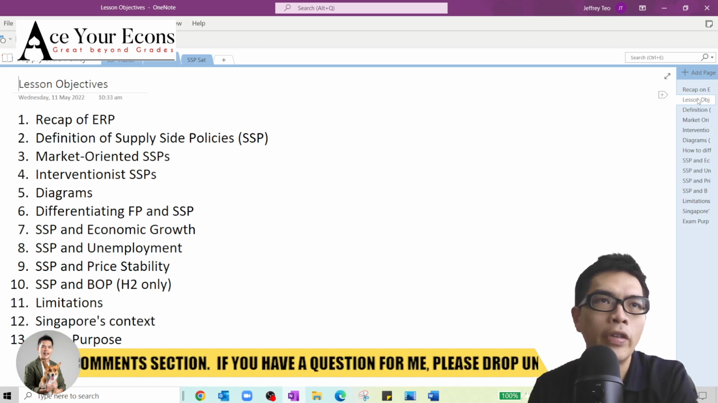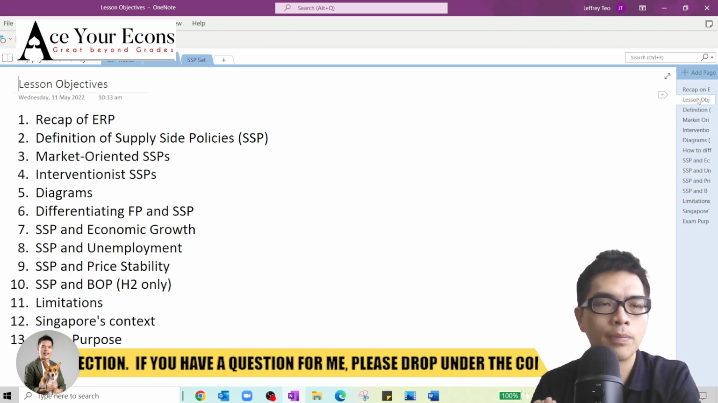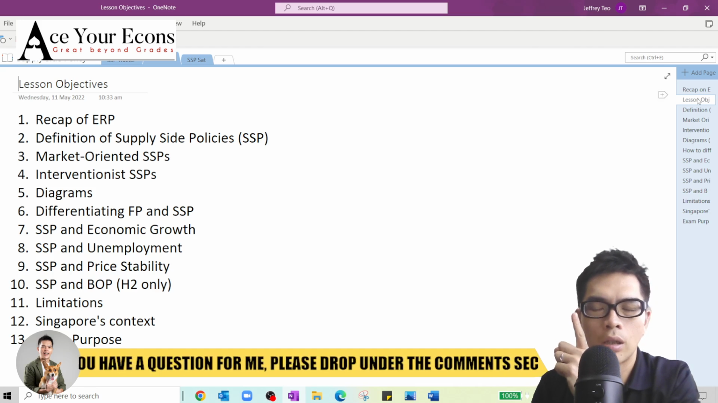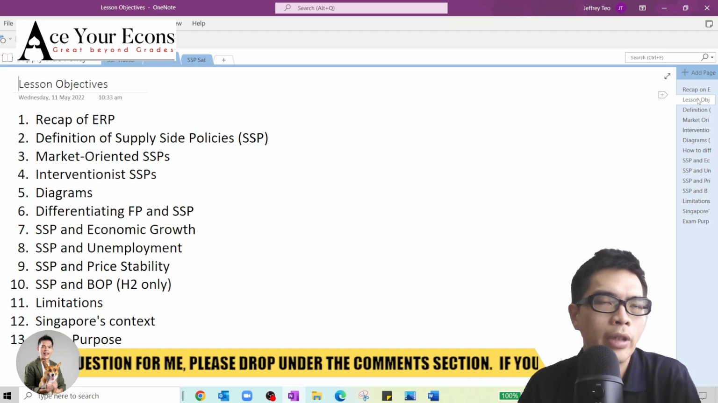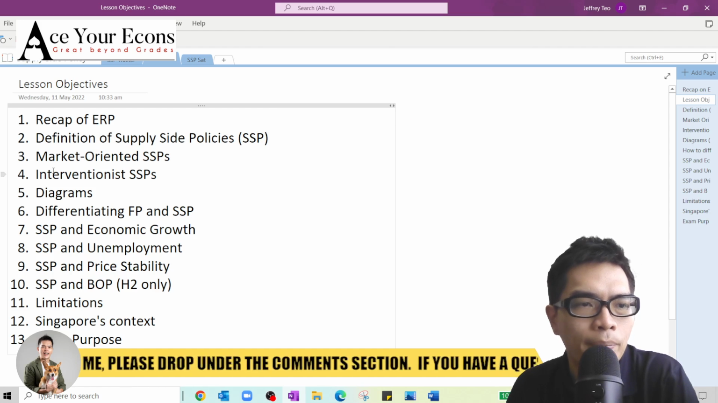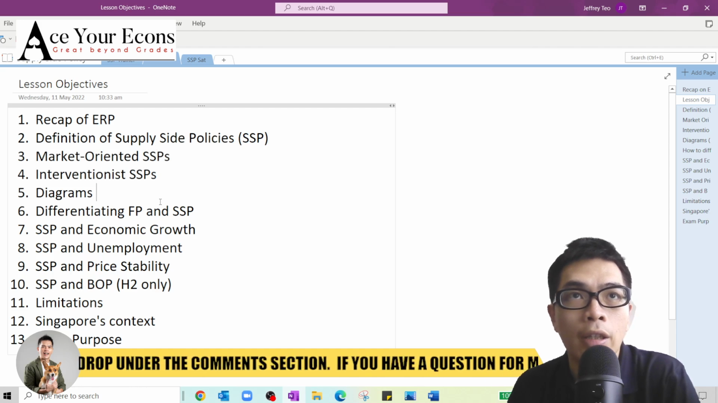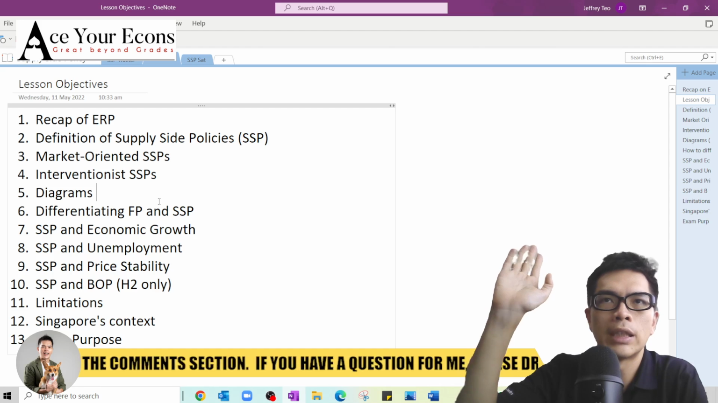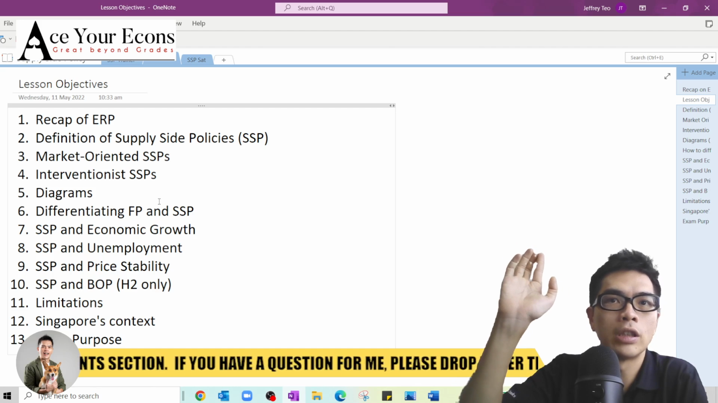Our emphasis today will be on the macro goals and to differentiate fiscal policy and supply side policy. This is one of the biggest conceptual errors that a lot of H2 students, or even H1 and H2 students, both get wrong. So we'll be quickly looking at the definition of supply side policies. We'll be looking at two categories of supply side policy: market oriented and interventionist. Can I have a quick show of hands? Which school doesn't group supply side policy like this?